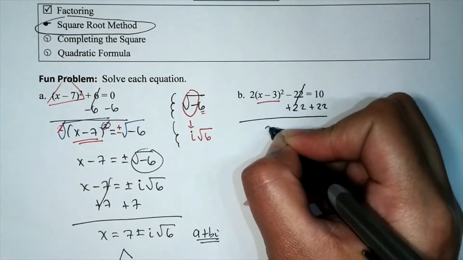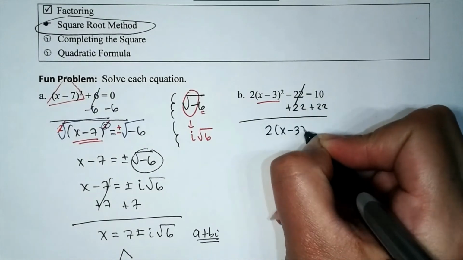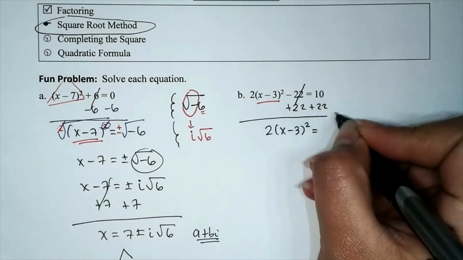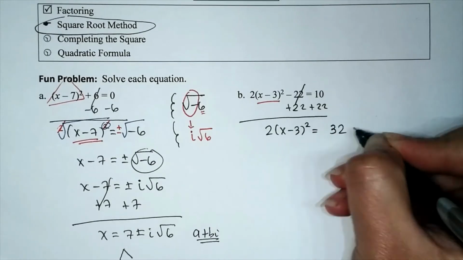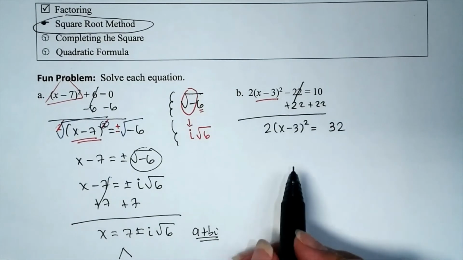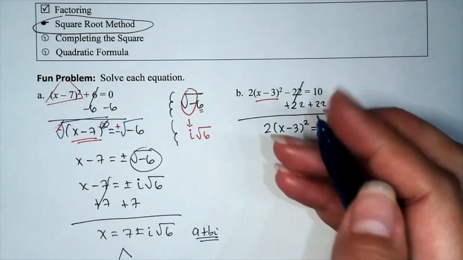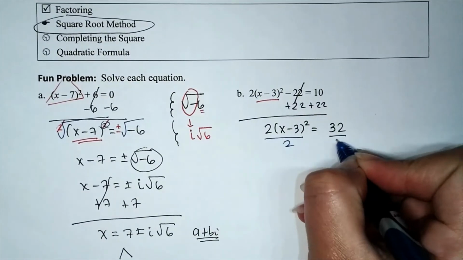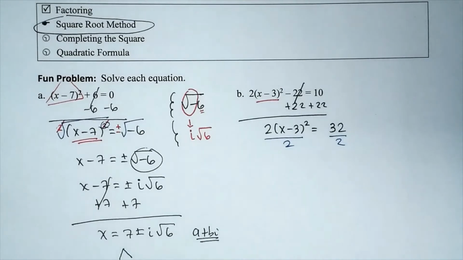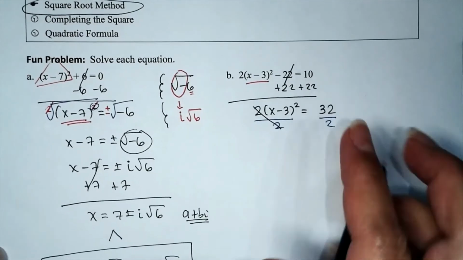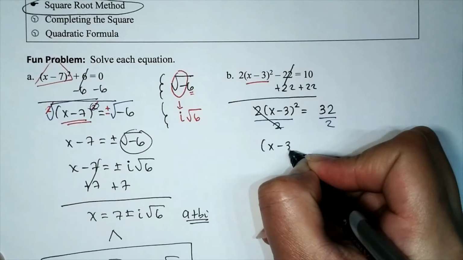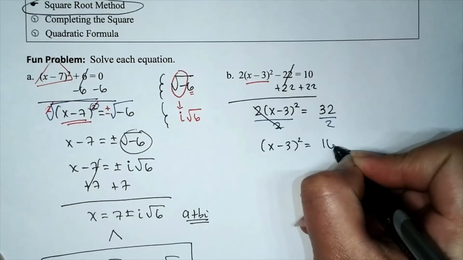And that will leave us with 2 times the square of x minus 3 is equal to, where am I? I think it's like 32. Keep your cool. We haven't quite isolated the squared part, so no square rooting. To get rid of the times 2, let's go ahead, divide both sides by 2. And that will leave us with the square of x minus 3 is equal to 16. Cool.